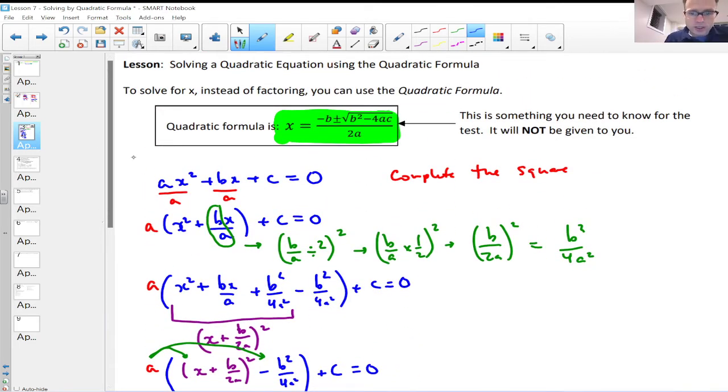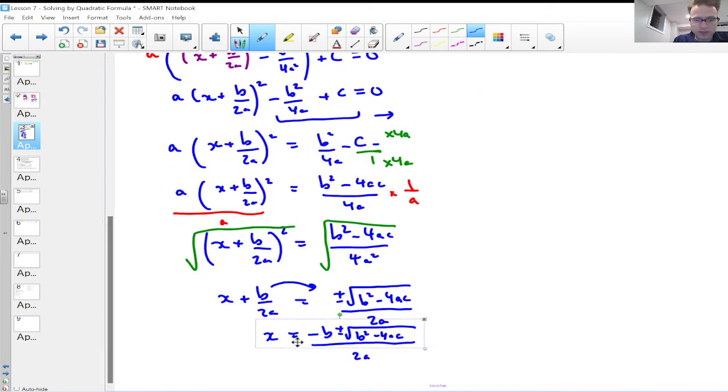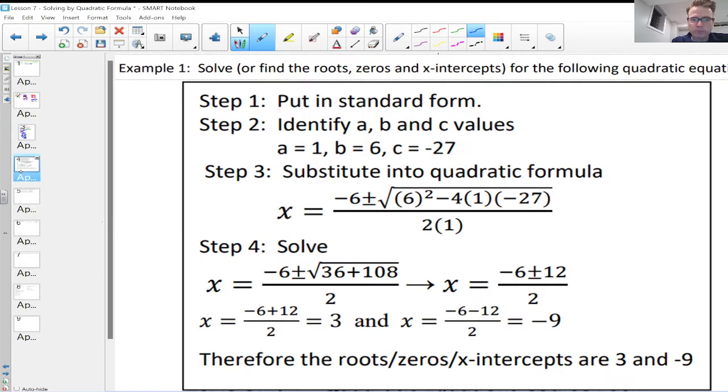Apologize about that one mistake, but that's how we get from here to here by isolating. Again, we isolated for x, and there it is. All right, so I did one example for you. First thing you do is put it in standard form. That means that one side is equal to 0. So I've got 1 equals 0.